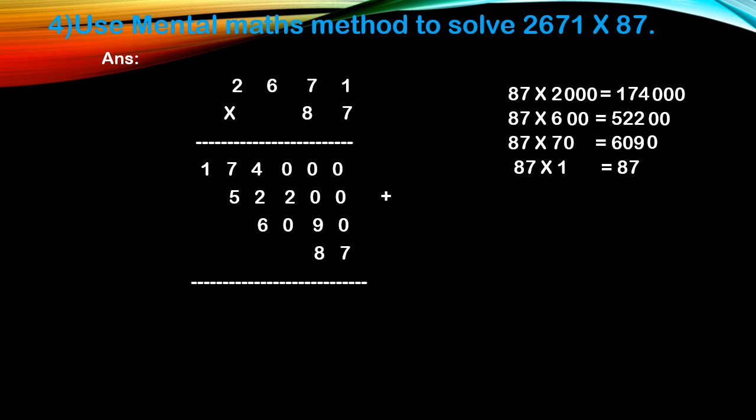So 0 plus 0 plus 0 plus 7, 7. Then 9 plus 8 is equal to 17. So we have to regroup. Then 2 plus 1, 3. Then 4 plus 2, 6. 6 plus 6, 12. Then we have to regroup into the next column. Then 1 plus 7, 8. 8 plus 5, 13. We have to regroup. Then 1 plus 1, 2. So this is the answer.